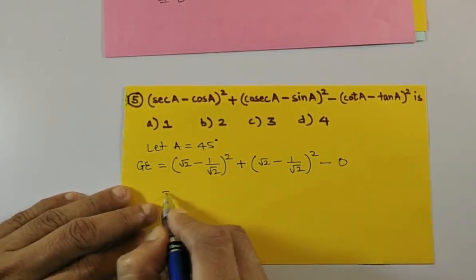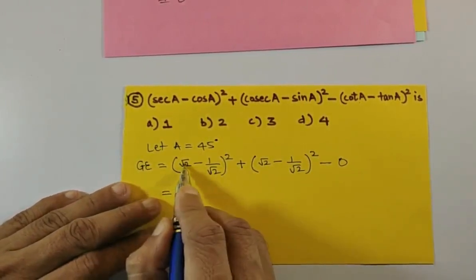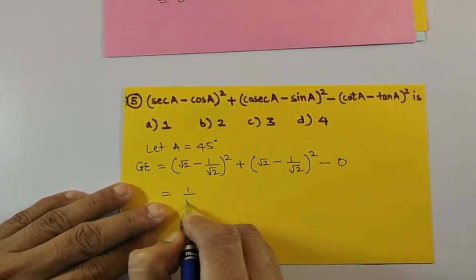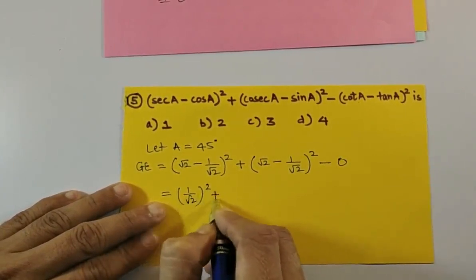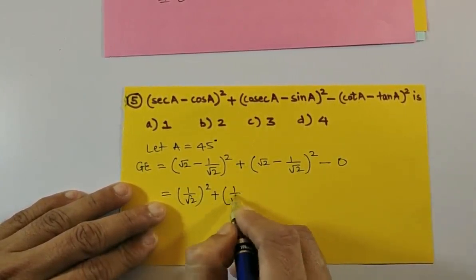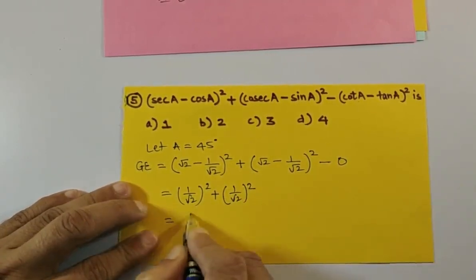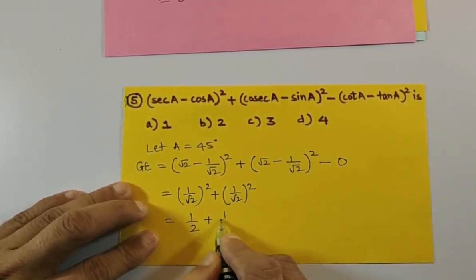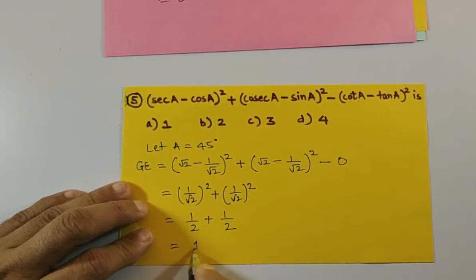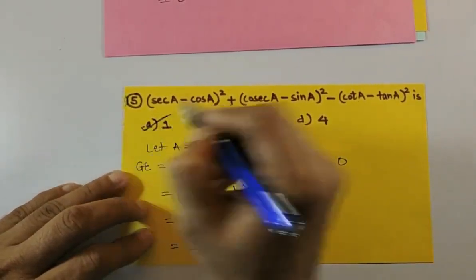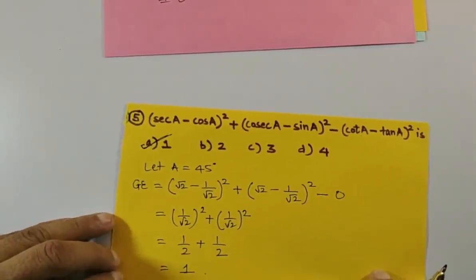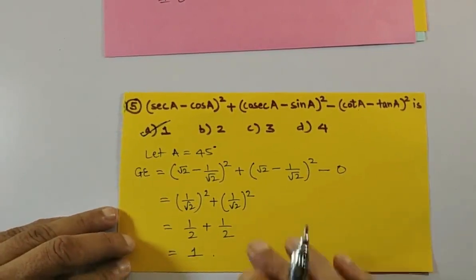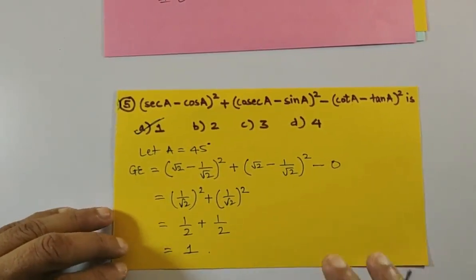Now if I simplify, taking the LCM, 2 minus 1 is 1. So 1 by root 2 square, plus here also you will have 1 by root 2 square. So this is 1 by 2 plus 1 by 2, and 1 by 2 plus 1 by 2 is 1. So the answer is A. Clear, students? Similarly, you can practice other problems.